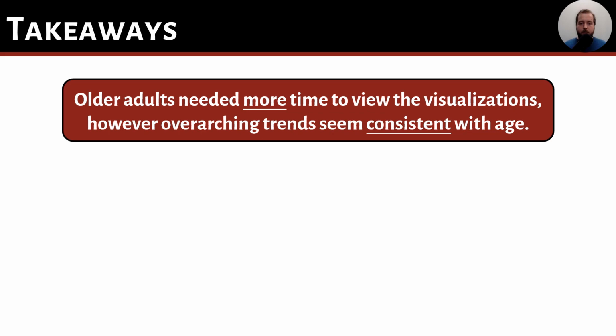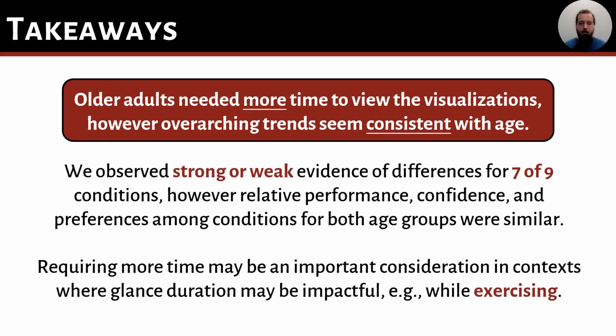We first note that older adults often require longer exposure times to complete the tasks accurately. However, between the 2 age groups, participants' relative performance for different visualizations and data sizes followed a very similar pattern. This suggests that changes with aging may negatively impact speed, however other aspects such as preferences may not change with age. These differences in time might be important in scenarios where looking at a watch for too long can be dangerous, such as exercising. However, further work is needed to understand how this would manifest in real-world scenarios.